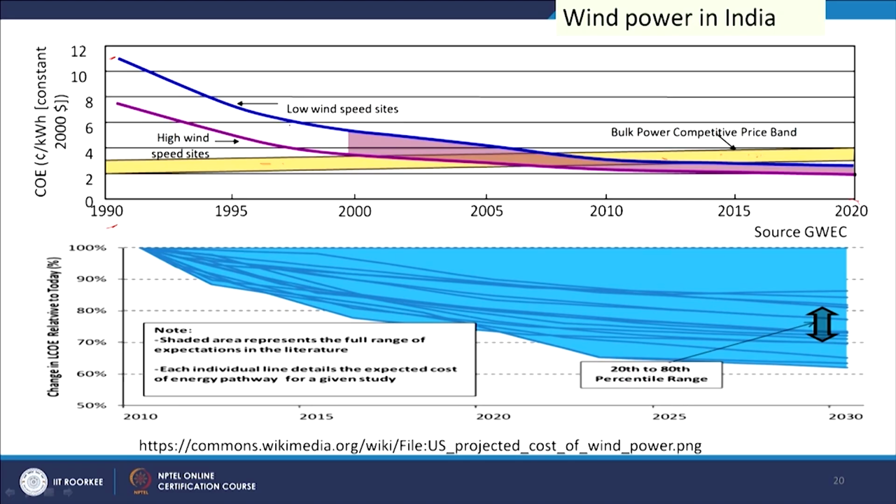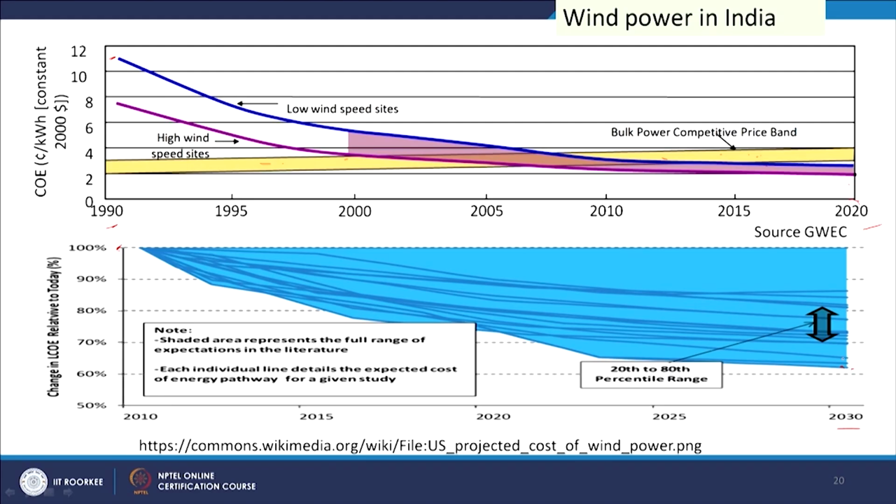In the early stage the wind energy was costlier, but now it is very competitive and it is expected to be lower in the near future. And here is also the US prediction of the cost: when the price in 2010 is 100%, it is expected to reduce to around 60 or 65% by 2030.